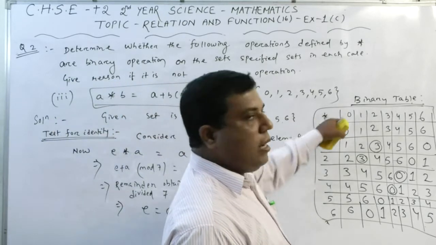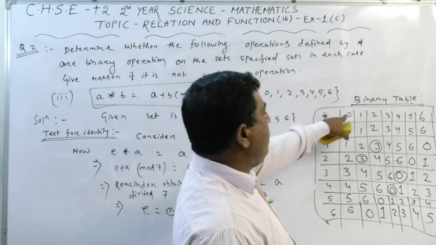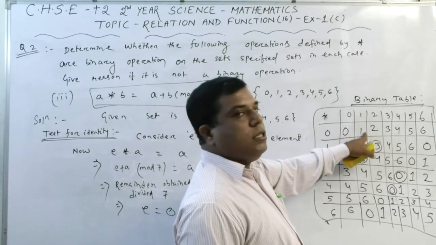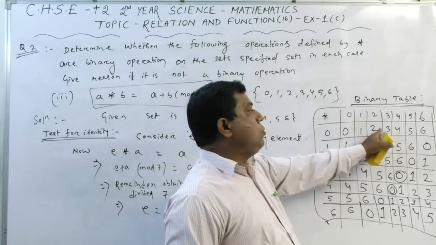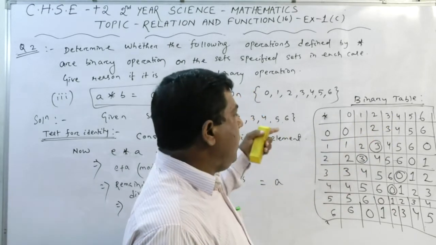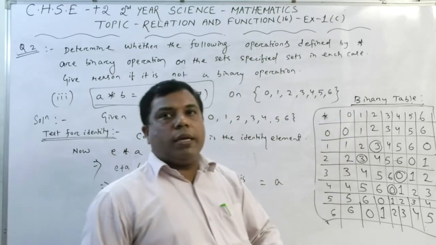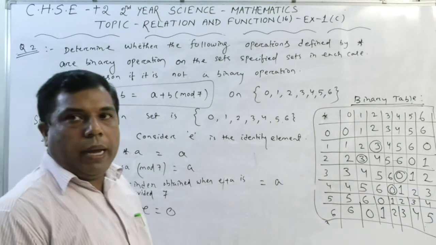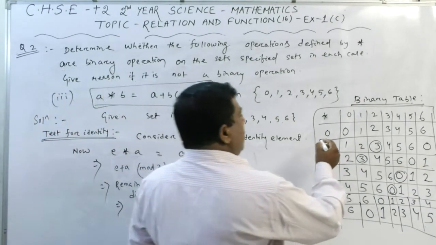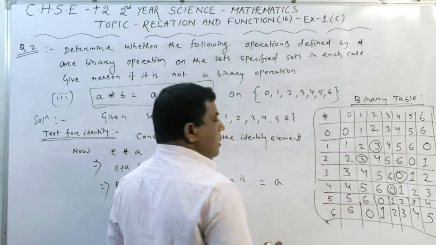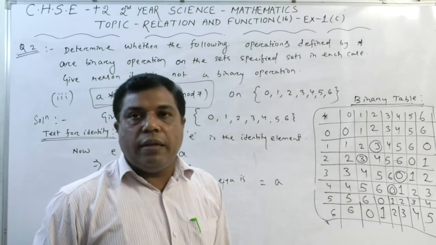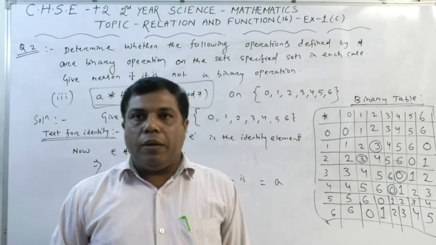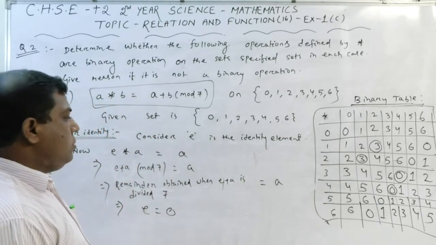You see, 0 is the element operated with every element. 0 operated with 0, the result is 0. 0 operated with 1, it is 1. 0 operated with 2, it is 2. So you can see it is symmetric in the horizontal way and in the vertical way also. That can be verified from the computation table or the binary table. Horizontally the same result, vertically the same result. If such an element exists, then that element is called the identity element. So E equals 0.